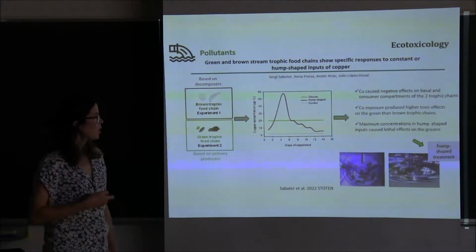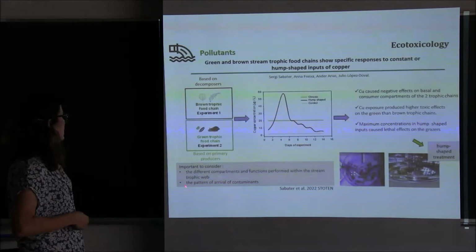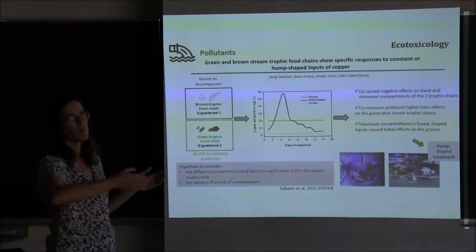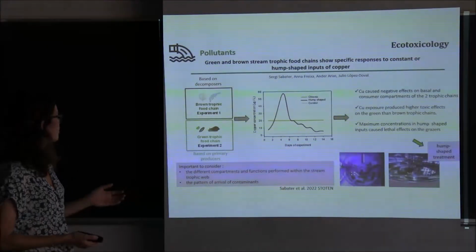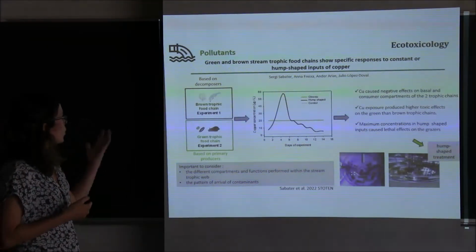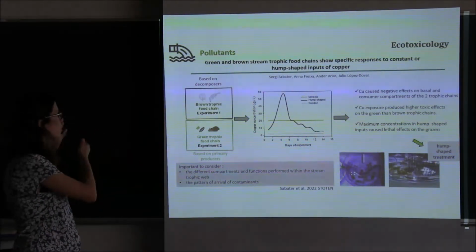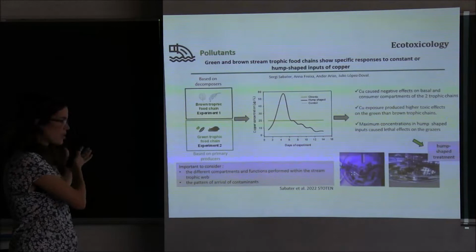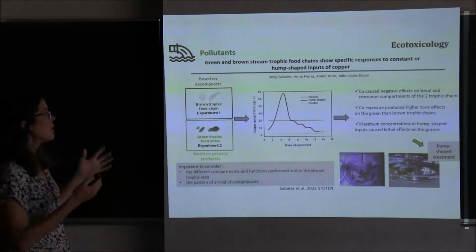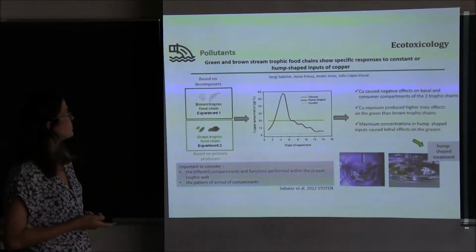So what we conclude from this experiment mainly is that it is important to consider the pattern of arrival of contaminants, not only the concentration, but also the accumulated concentration during a period of time, and then also the different compartments. It's not the same one trophic food chain that is more related with biofilms or snails, or another more related with the decomposers, for instance. So we have to consider all of these different patterns and relationships when we are planning this type of experiments.